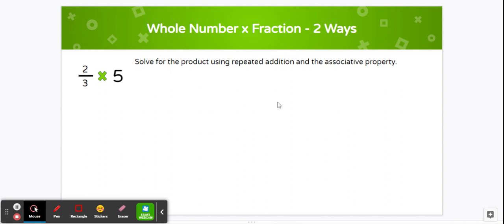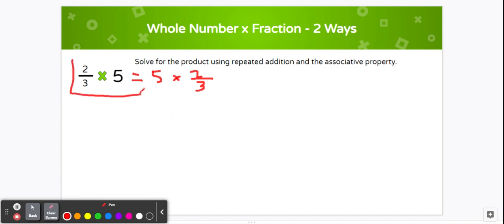Okay, so we're going to solve for the product of 2/3 times 5, first using repeated addition and then the associative property. So we can write this in two different ways, right? We can say 2/3 times 5. We could also say that equals 5 times 2/3. We're able to use that, I believe it's called the commutative property in multiplication, and this is going to get us the same answer. Let's look at this one first. We can kind of do these in two different ways.